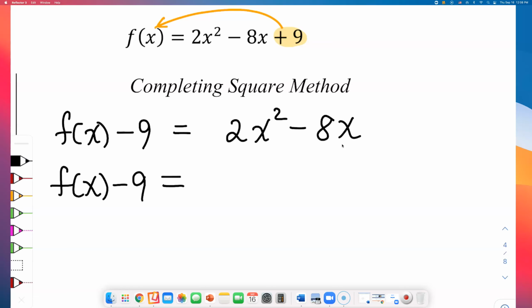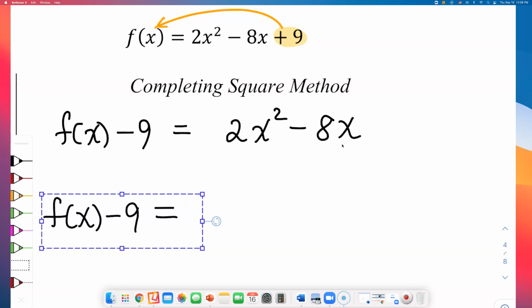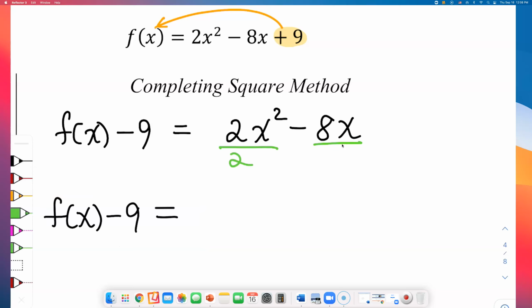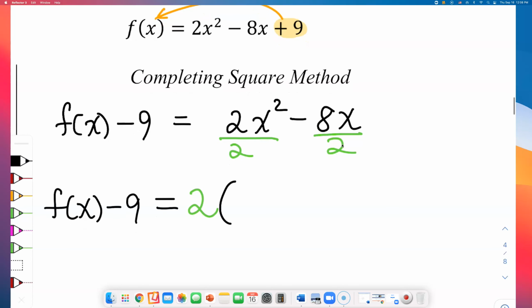Keep the left side the same, but you always divide by the number in front of x squared. Divide by the leading coefficient, okay? I'm gonna divide both of these by 2. Well, I shouldn't say just divide. I will factor out 2, okay? I'll divide these by 2. I write down 2 outside, and what is left inside? I have x squared minus 4x left inside.